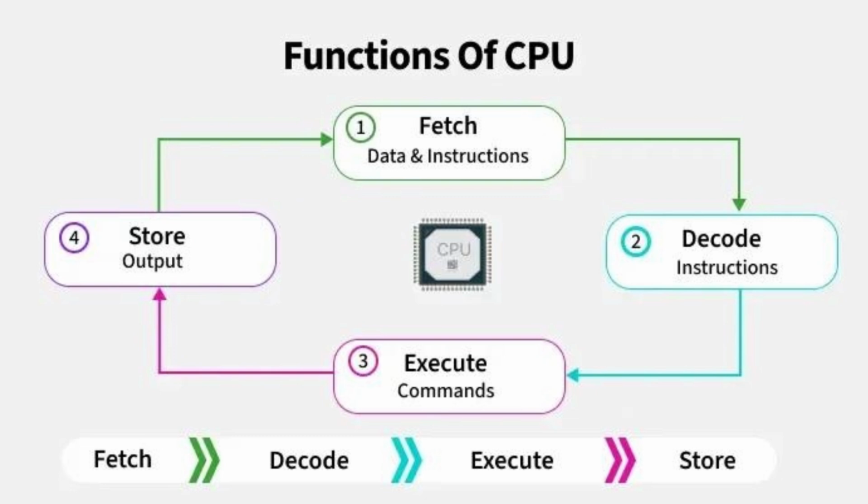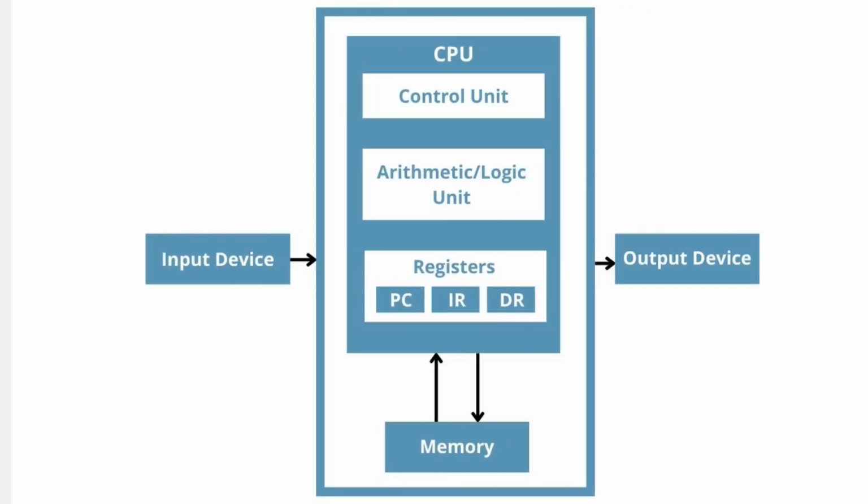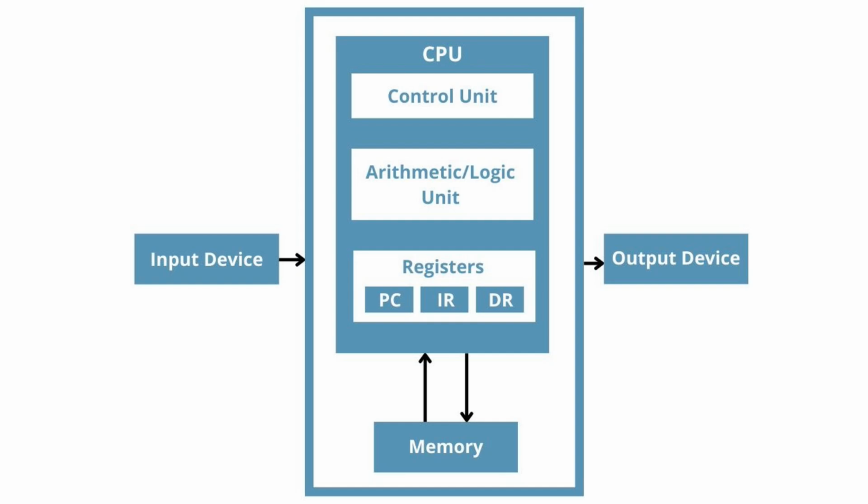Now let's look inside the CPU. The CPU has three main components. First, the control unit. This part controls all operations and directs the flow of data within the computer. Second, the ALU, which stands for Arithmetic Logic Unit. It performs all mathematical calculations like addition and subtraction, and logical operations like comparisons. Third, registers. These are very small and fast memory units inside the CPU that temporarily store data during processing.